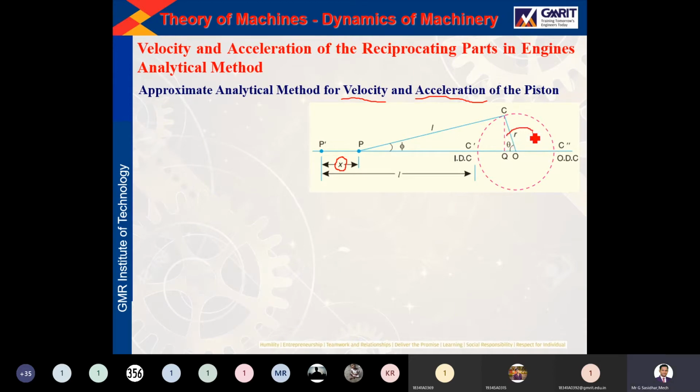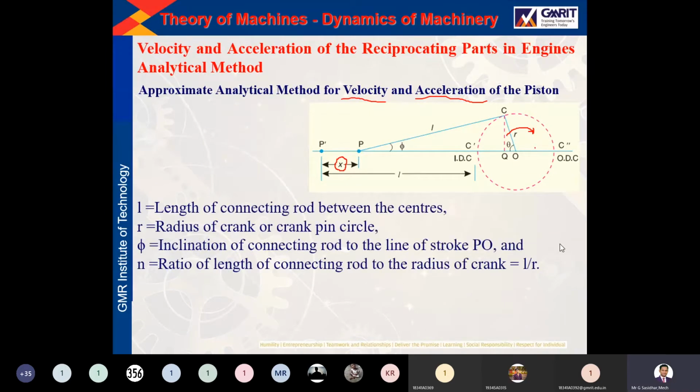Now my C position is not at C dash; now it is at C double dash. How much angle has it made? Now the angle is 180. At C dash the angle is 0 degrees, and at C double dash the crank pin radius angle is 180 degrees. Remember that. We will discuss at the end what those 0 and 180 degrees mean.